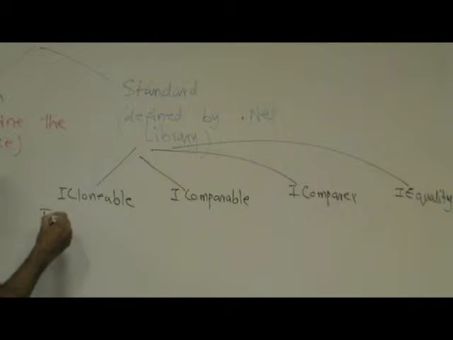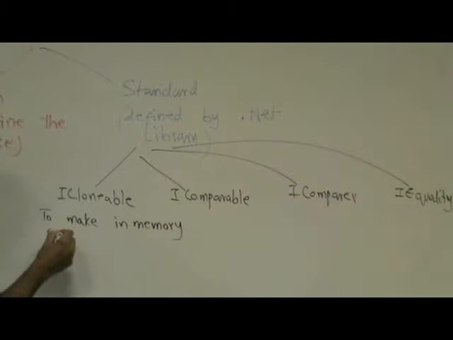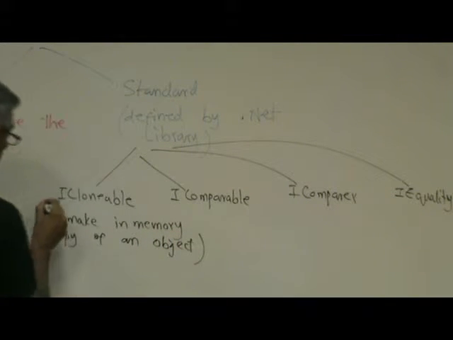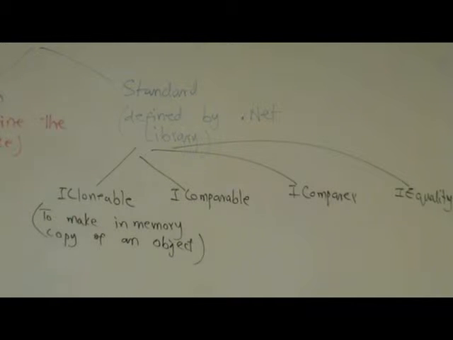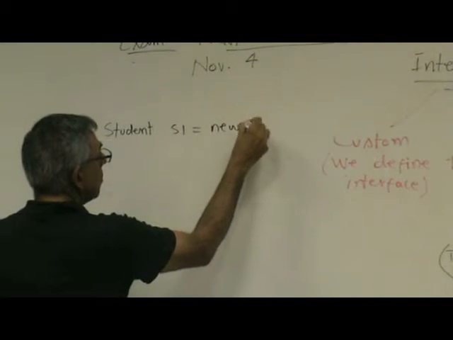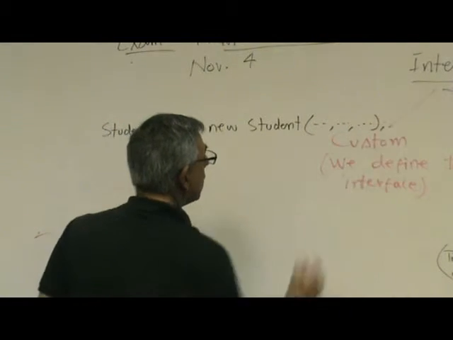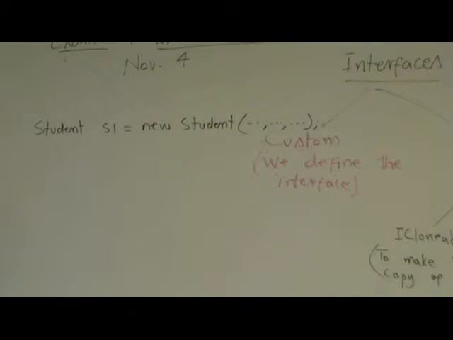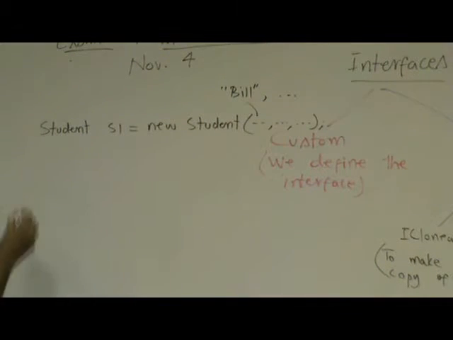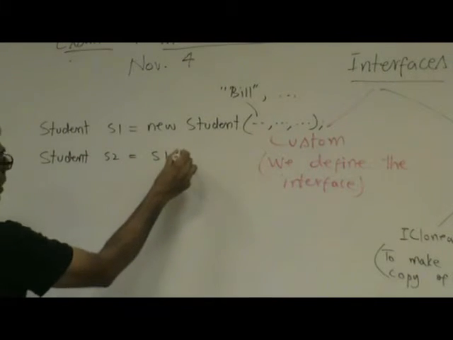The purpose of ICloneable is to make an in-memory copy of an object. See, for example, in C#, exactly like Java, suppose you created a class, let's say Student s1 equal to new Student. And let's say you put some data over here through the constructor, whatever first name, right? Suppose this is Bill and so on. Now you try to create a second student, s2 equal to s1.